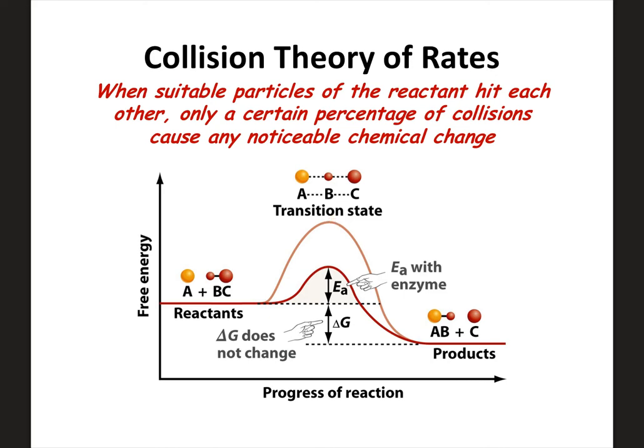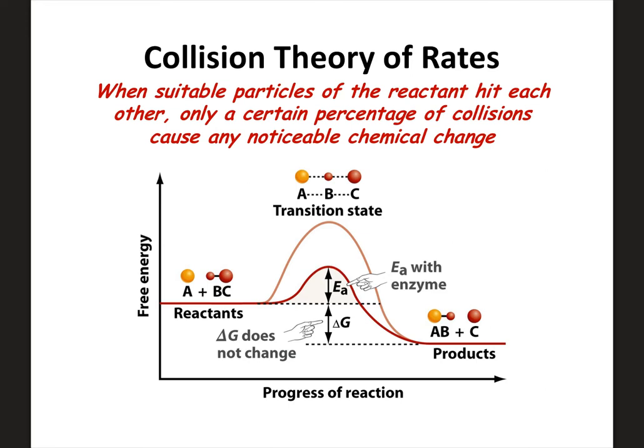When they collide with the right amount of energy, you get this transition state, or activated complex, that is on the way to the products forming. This is showing you the amount of energy that would be needed without a catalyst, without an enzyme. And then the red line is showing you the alternate pathway that could be taken with an enzyme or a catalyst. You can see it takes much less energy. The hump is much smaller.